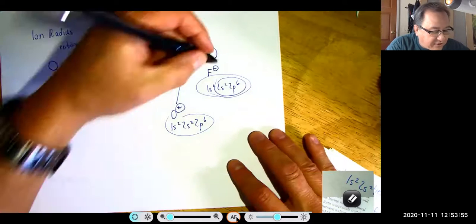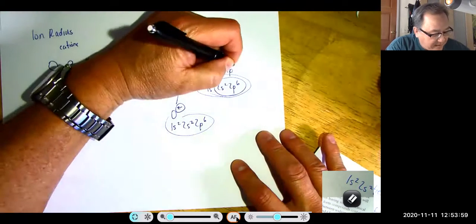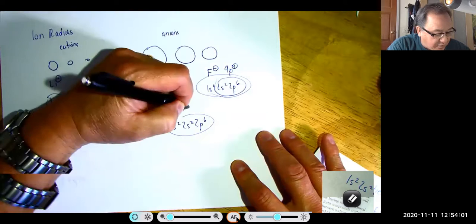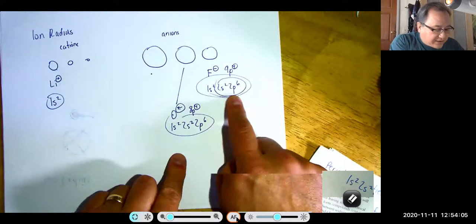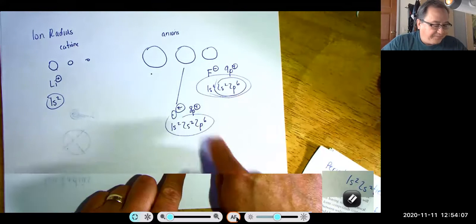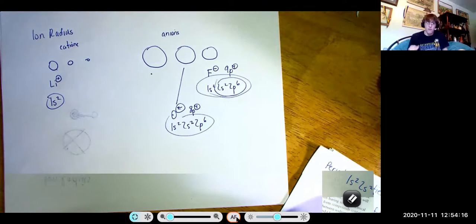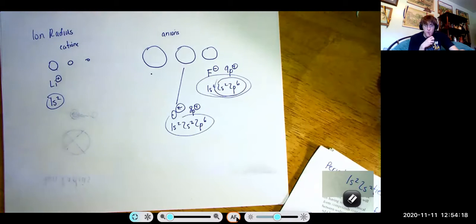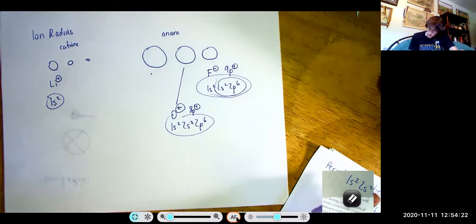How many protons here for the fluorine atom? 9 protons. How many for the oxygen? 8 protons. Here you have 10 electrons. Here you have 10 electrons. They're exactly the same type of electrons. They're 1s, 2s, and 2p electrons. Are you with me? Yeah. They both have electrons in the second shell, correct? Right. So it should be a tie. Why is it not a tie?